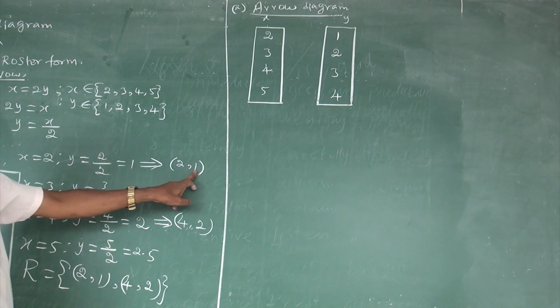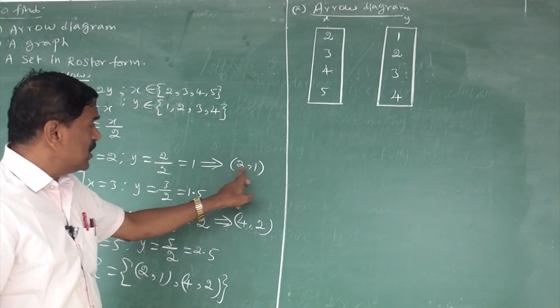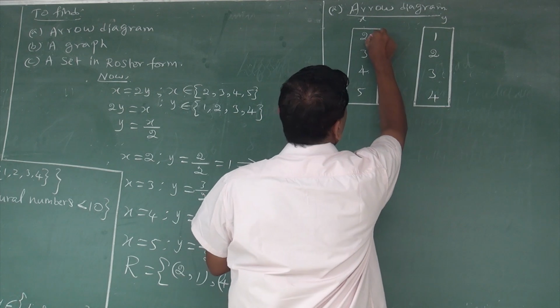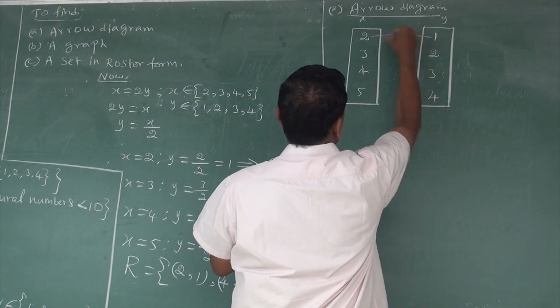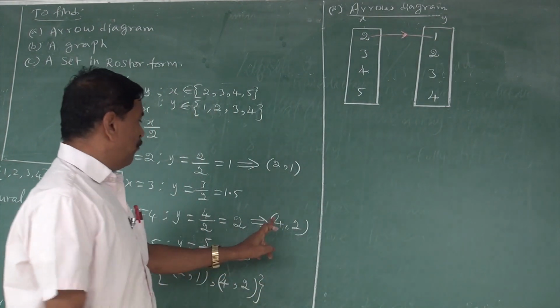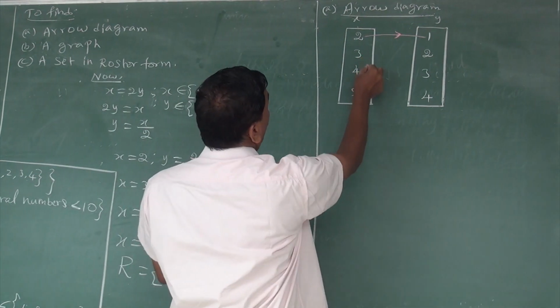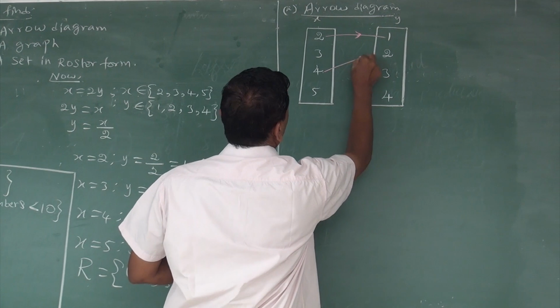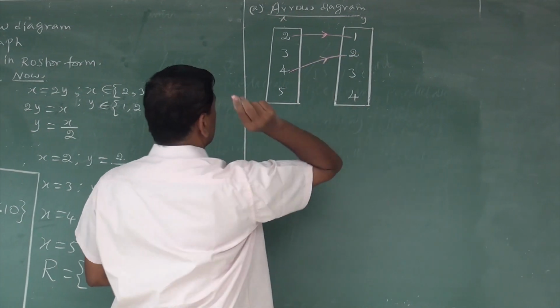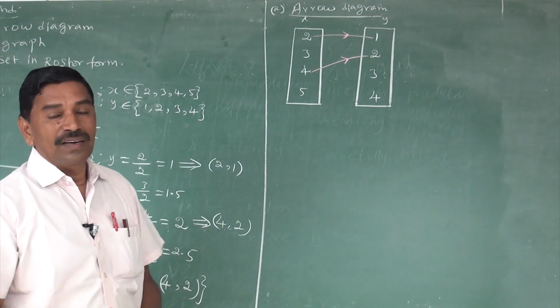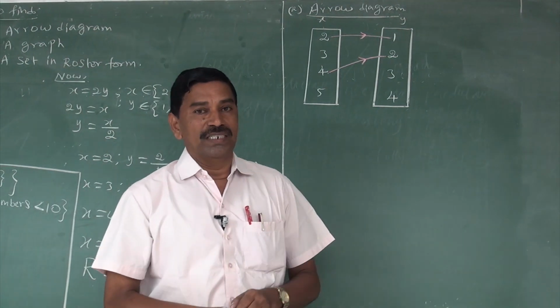Listen, 2 comma 1 is possible, one relation, 2 is related to 1. Next, 4 is related to 2, so 4 is related to 2. That's all, only 2 possibilities. Over. Okay, now there are small questions.